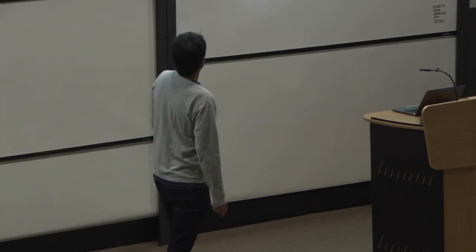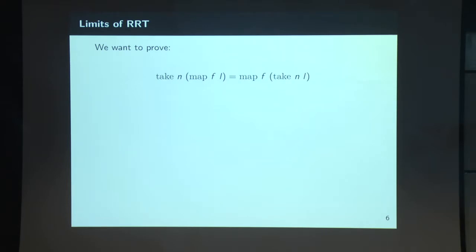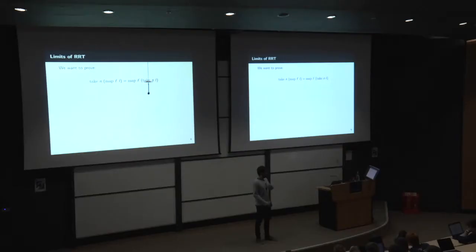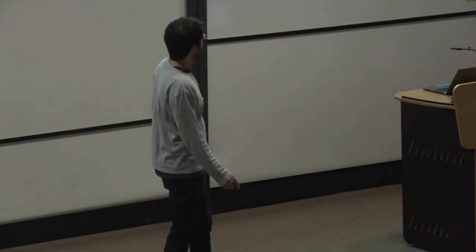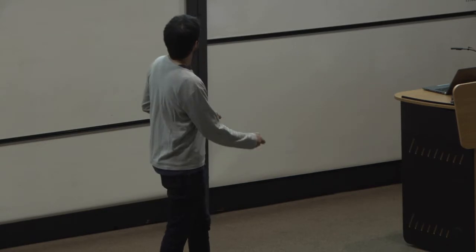But they have some limitations. Suppose we want to prove that these two terms are equal. The first term is the take function applied to map of some list, and the second term is the map function applied to take of some list. These two should be equal, because it doesn't matter if you map a function over a list and then take the first n elements or if you do it the other way around.